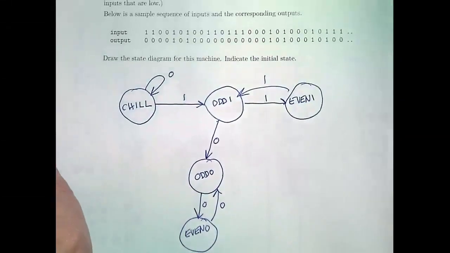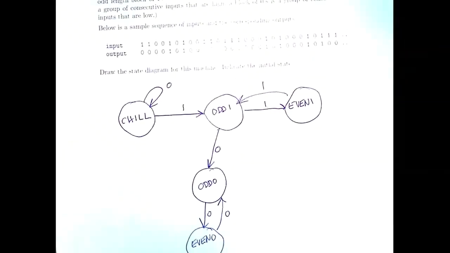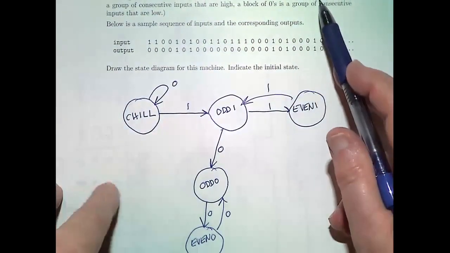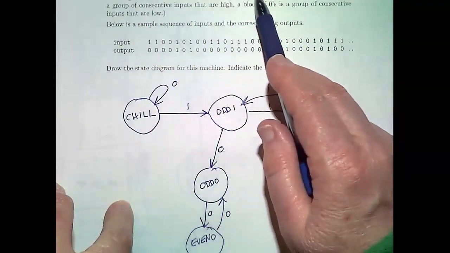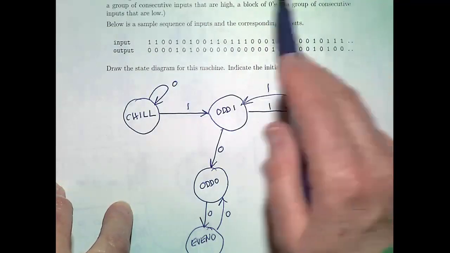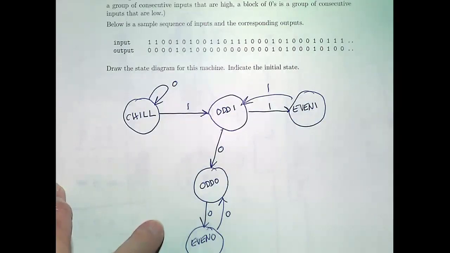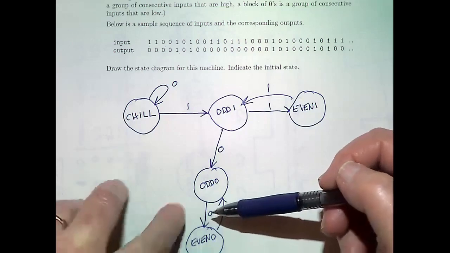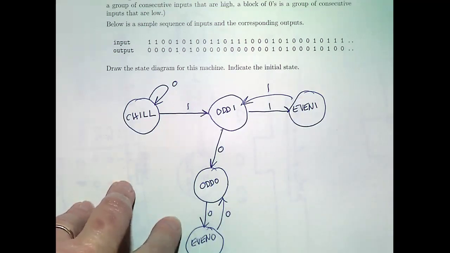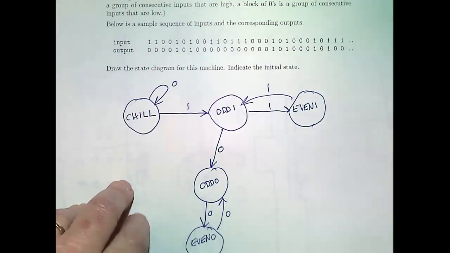Wait, we're looking for a pattern with an even number of ones and an even number of zeros, right? Or an odd number, an even length block of ones followed by an even length block of zeros, or an odd length block of ones followed by an odd length block of zeros. Oh. So it could be first you get odd ones and then odd zeros, or you get even ones and even zeros. Okay, so we're probably going to need quite a lot of states. All right.